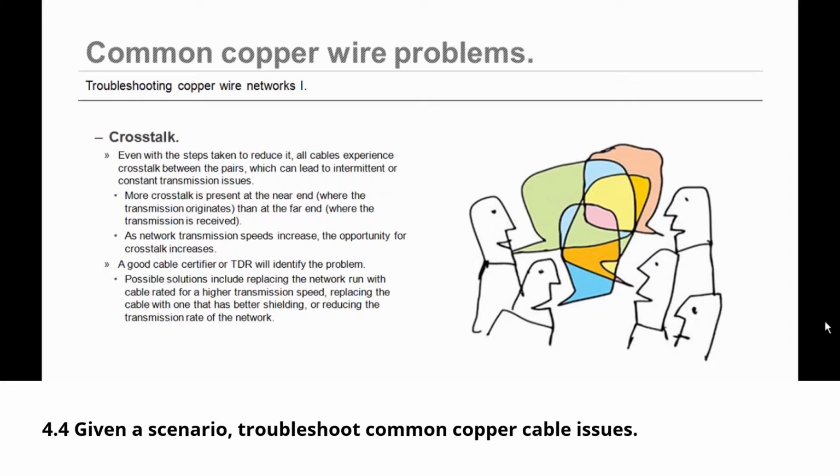Possible solutions include replacing the network run with cable rated for a higher transmission speed, replacing the cables with one that has better shielding, or reducing the transmission rate of the network.